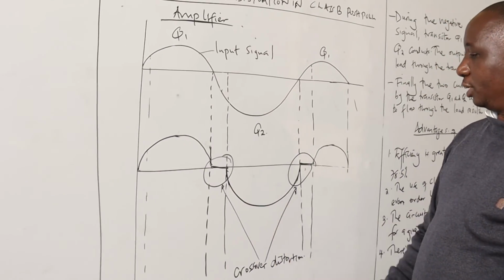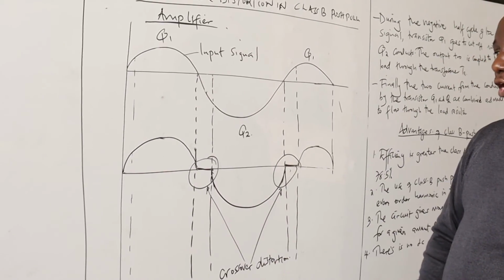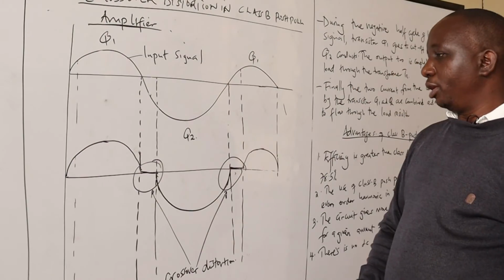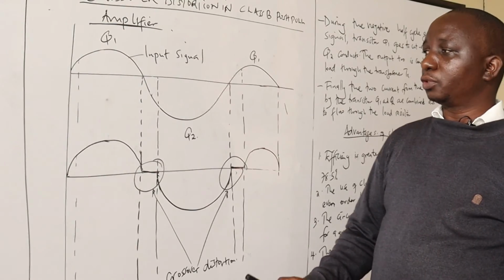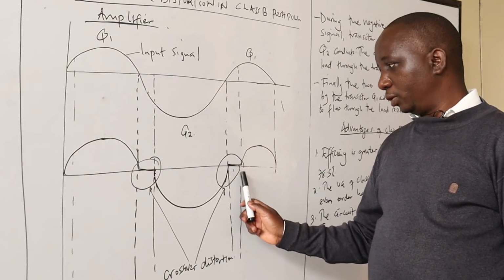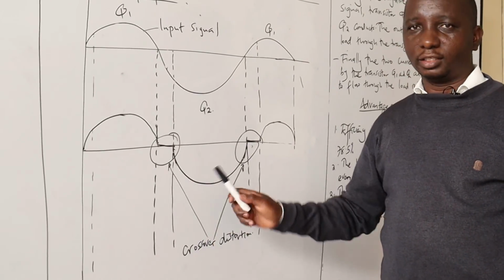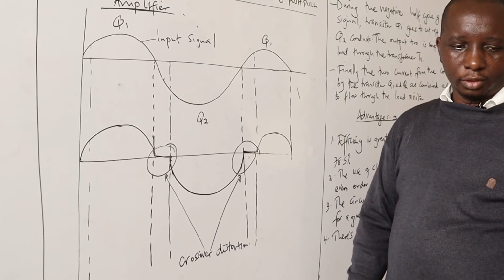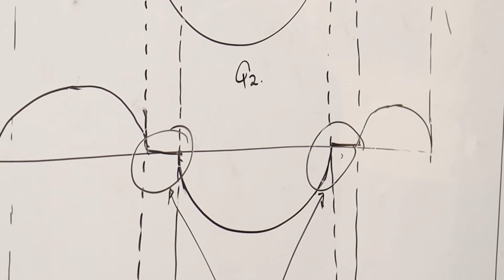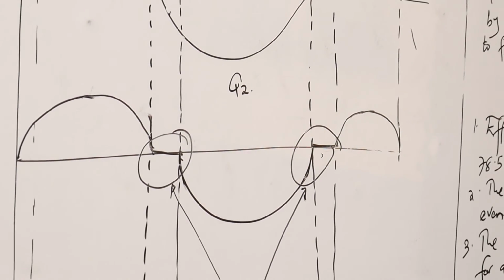And for us to eliminate this crossover distortion, we need to use two different types of transistors. Maybe for this case, we are going to use the NPN and the PNP. And we shall be able to eliminate this crossover in the next switching. So that's what makes a crossover distortion.